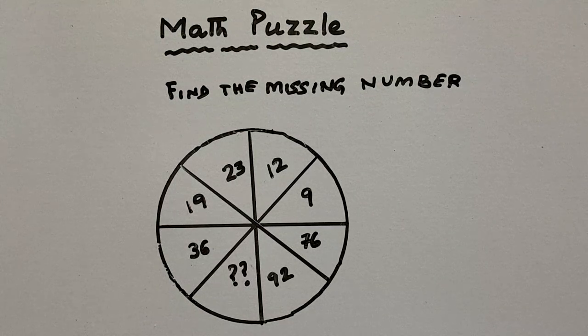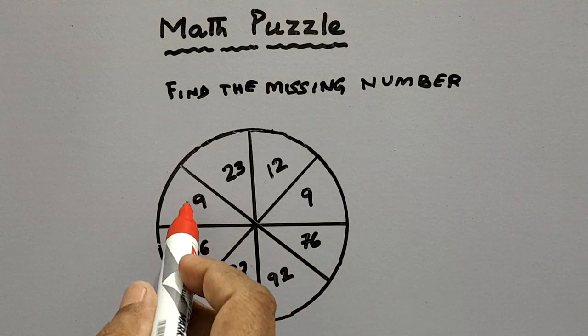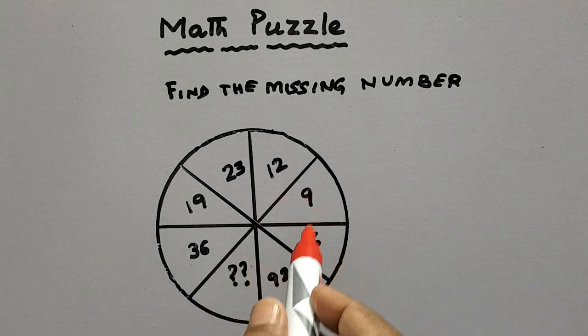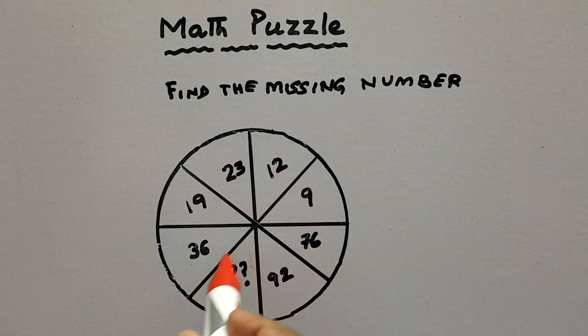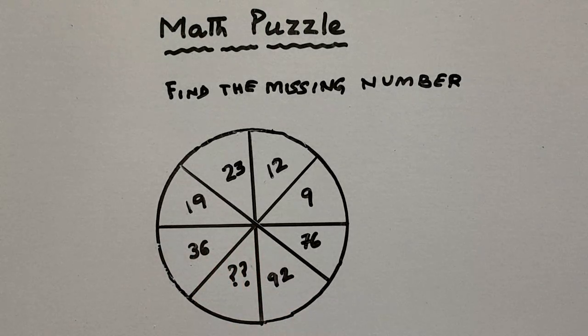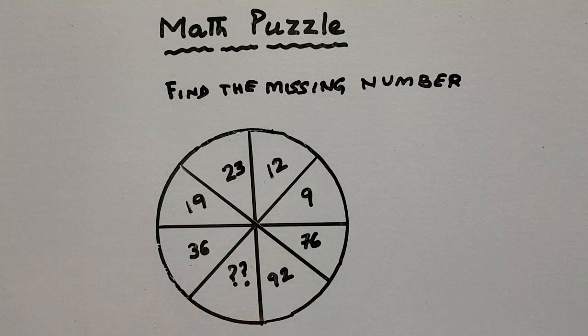Here is a math puzzle and we need to find the missing number. Here the numbers are 36, 19, 23, 12, 9, 76 and 92, but this number we have to find out, it is missing here. So here we have to find the relations. How are we going to find this?